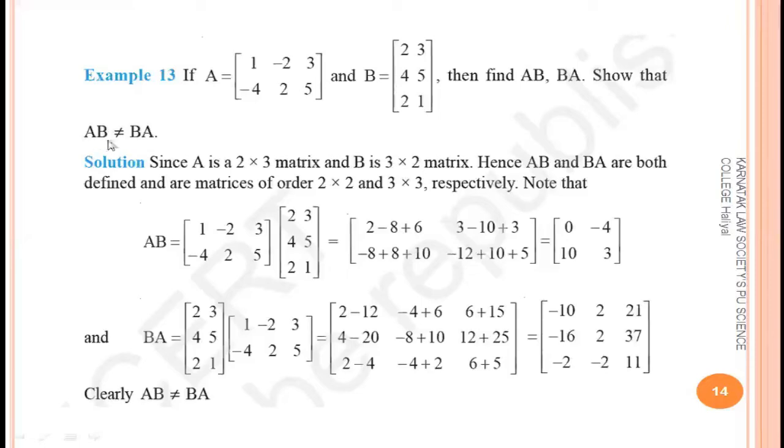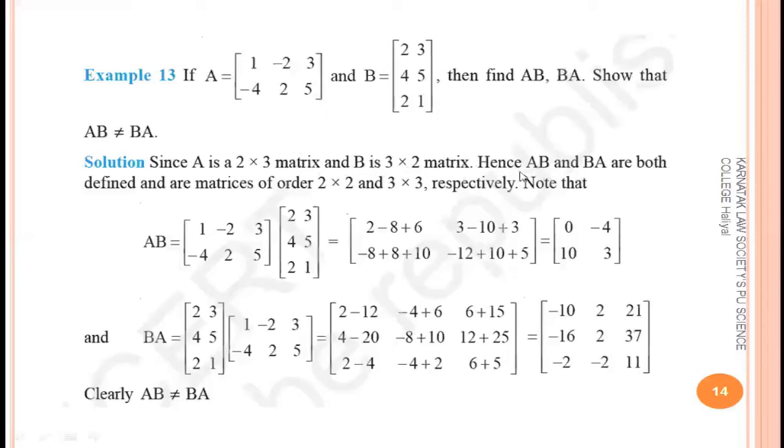See here, matrix multiplication is not commutative. It does not hold good for the commutative law. That is, AB does not equal BA. Since A is a 2 cross 3 matrix, check there: 2 rows and 3 columns. That's why its order is 2 by 3. And B is a 3 by 2 matrix.